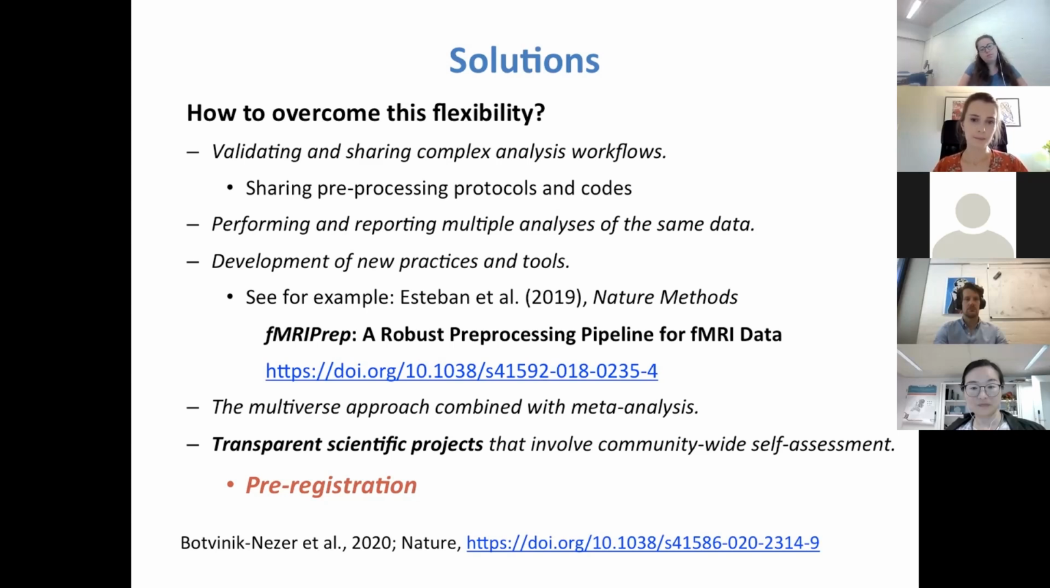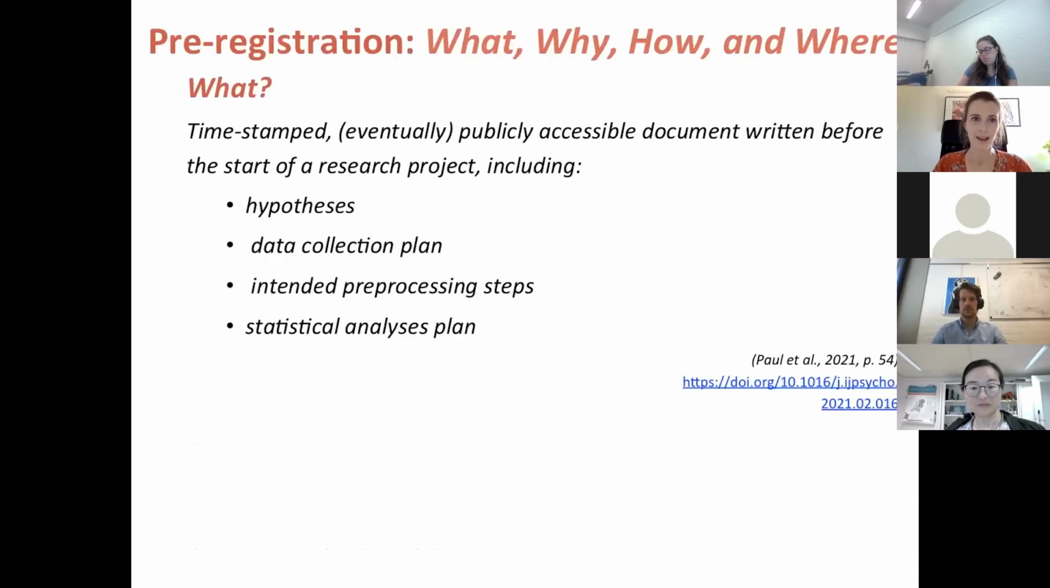And finally, different analytical approaches could be combined in a meta-analysis to see how different approaches affected the outcomes. But the last thing that you can do is to be transparent: before you do your research, you pre-register exactly how you want to do it and how you want to pre-process your data. This would be the best solution for our research. And how to do it?